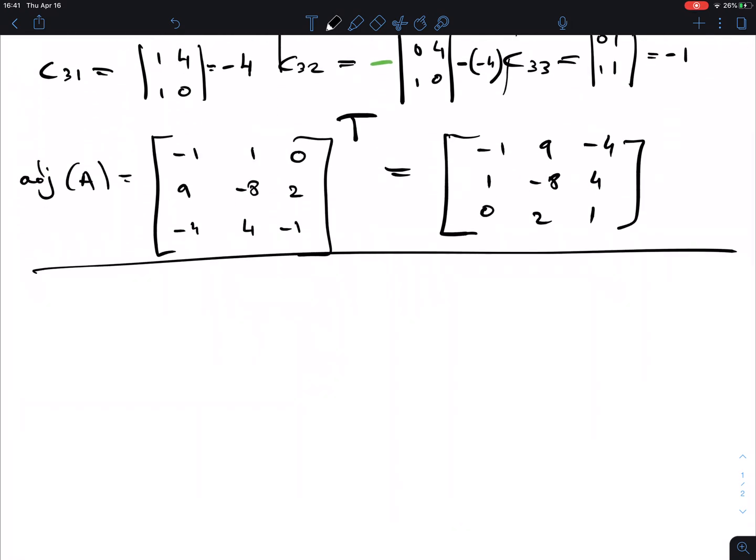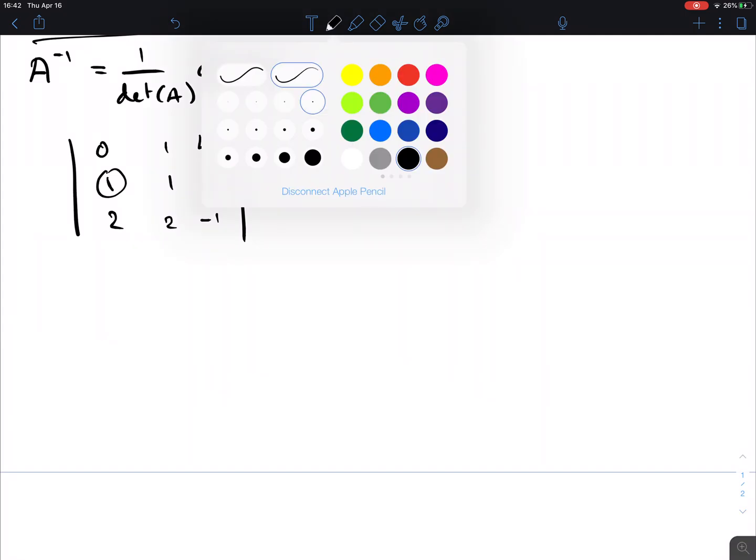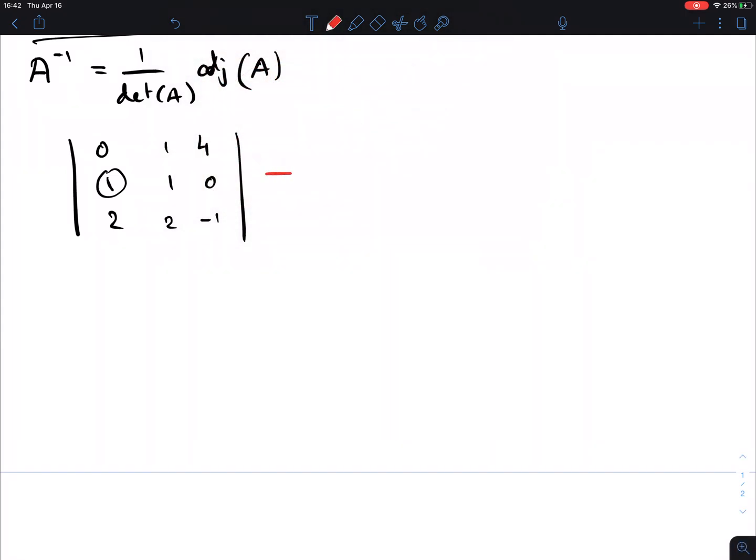Now the question was also, for extra 3 credit points, what's the inverse of A? You had a formula: once you have the adjoint, you only have to divide by the determinant to find the inverse. So what we need to calculate is the determinant. The determinant of 0, 1, 4, 1, 1, 0, 2, 2, negative 1. I'm going to use this as a pivot. There are other methods, but I like this reducing method.